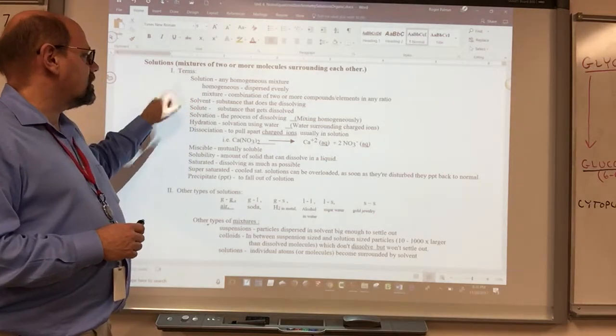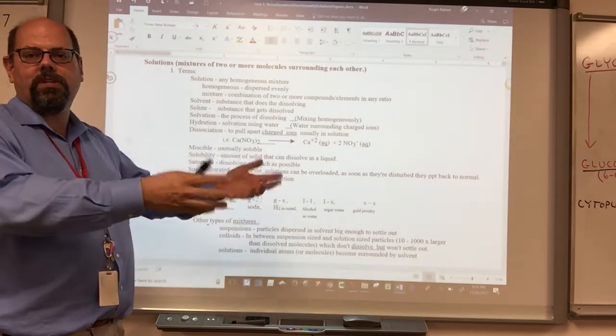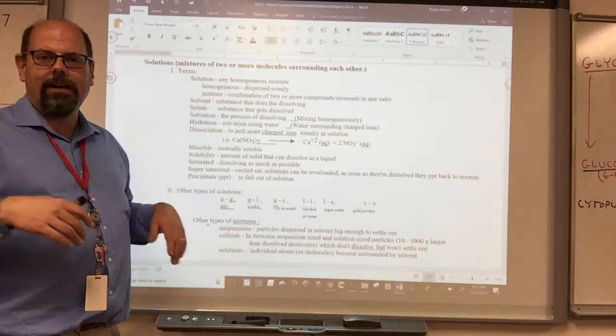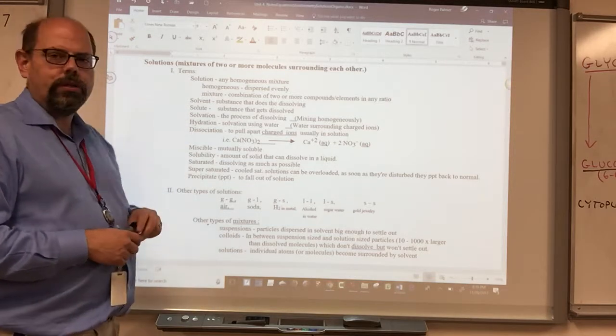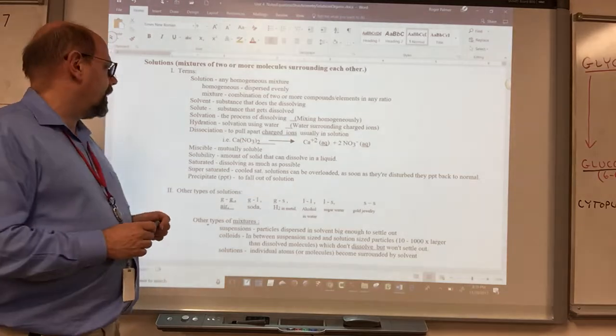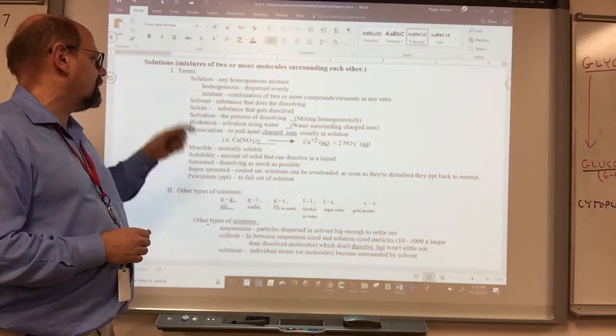The thing that does the dissolving is called a solvent, and the key word there is vent. Think of a vent as something that moves materials into it, to pull bad air out of a room and vents it. So that's the liquid that does the dissolving. Solute is the thing that gets dissolved. Okay, so just so you hear that. The process of mixing is called solvation.